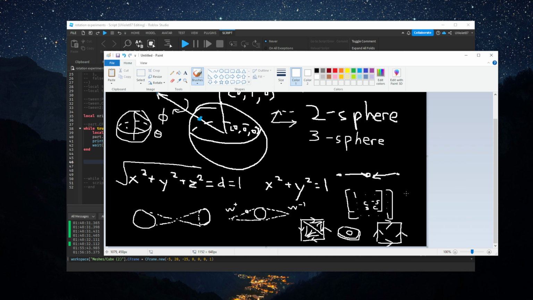Okay, and then you could have other shapes, like a Klein bottle shape, where the arrows are pairs across from each other, but they're going in opposite directions. They get flipped as you go around. That's a Klein bottle.